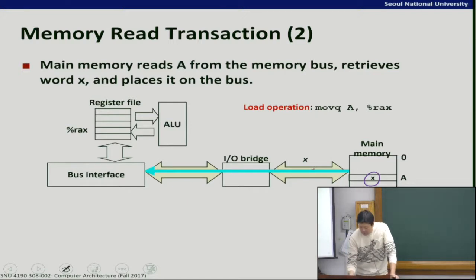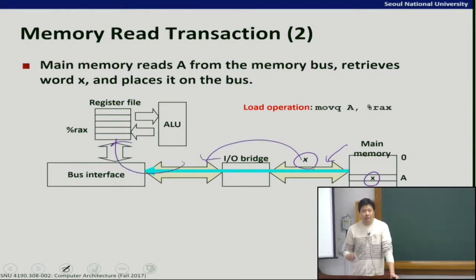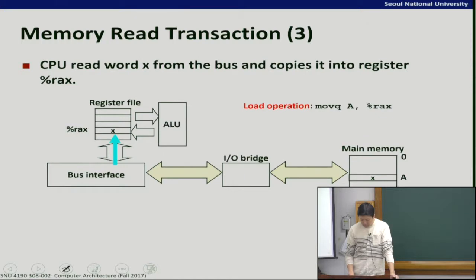Now this value X will be placed on this memory bus, and this will be further propagated through the system bus, and eventually it will get to the register file in the pipeline. So the CPU reads word X from the bus and copies it to the register RAX.